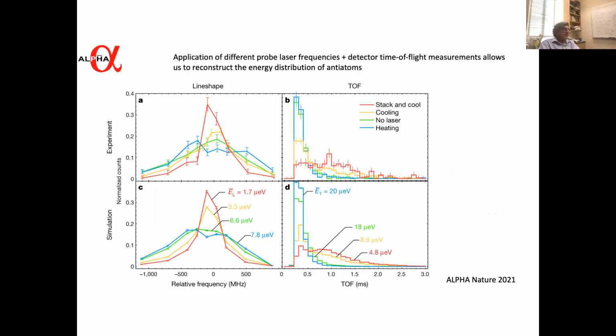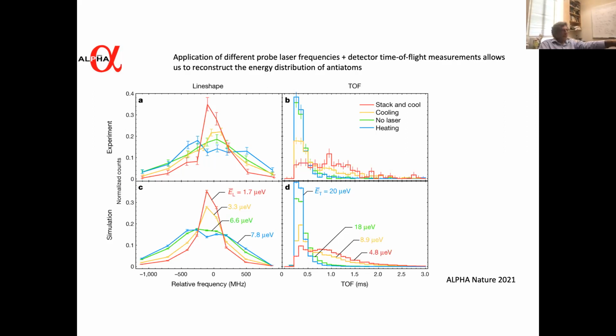And actually, here's the example of the simulation and the experiment. So what do you take from this? On one axis is the relative frequency. On the other axis is the normalized counts. That's on the left, A and C, and B and D. You have the counts versus the time of flight, which is how long it takes it to hit the wall.